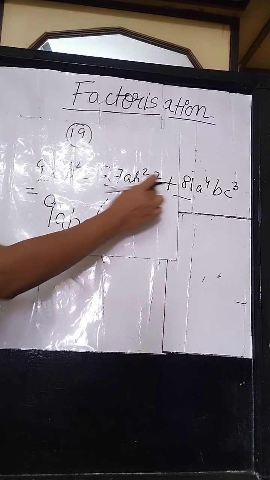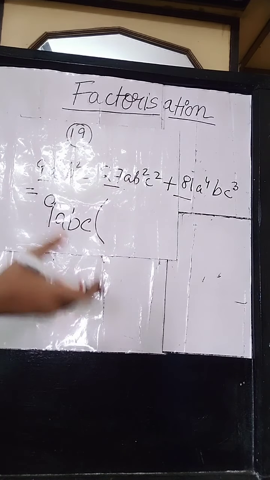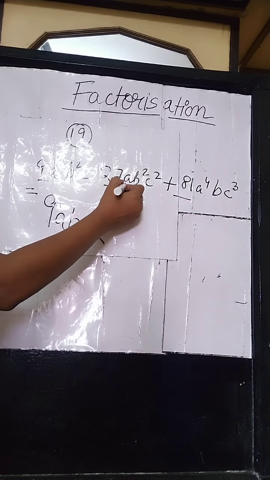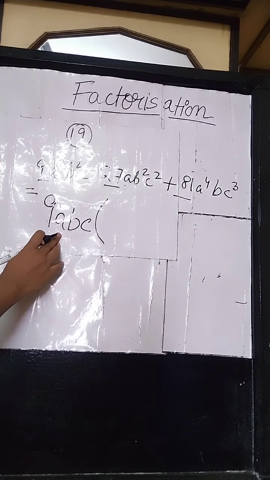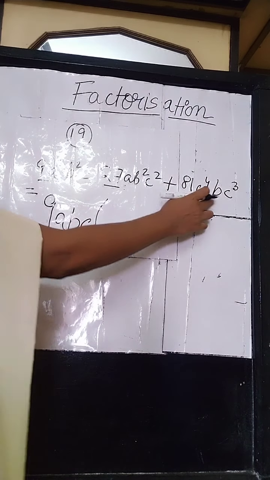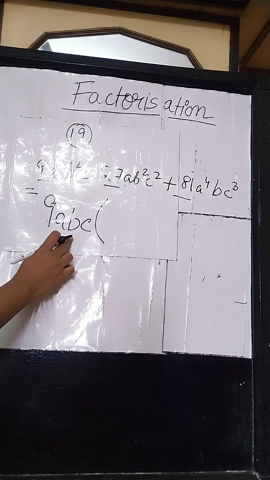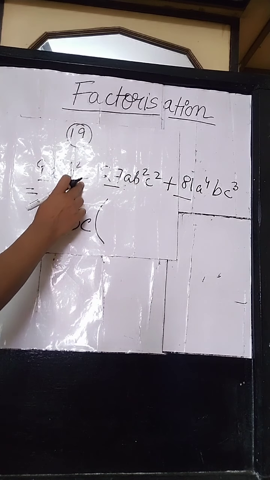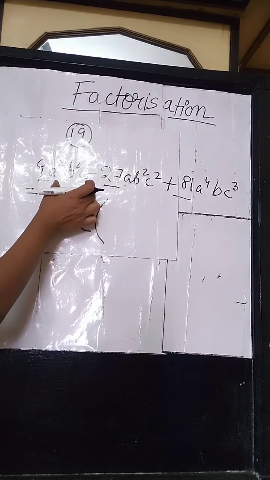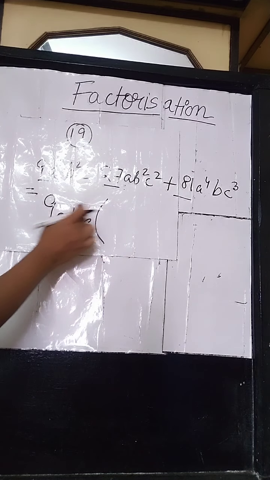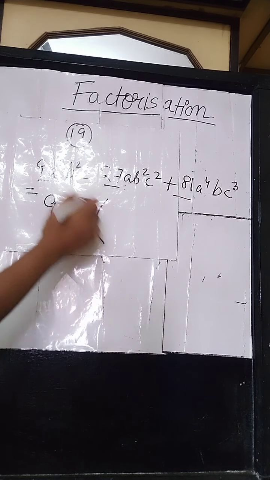Because among these three variables, A, B, C is having the minimum. Here A is having the minimum power with 1, so A is considered. B is also having the minimum power over here, that's why B. And C is also having the minimum power in the first term, so C is considered. What is remaining, what is left over is 9 ones are 9, so 1 will be here, which you may or may not write as a factor.